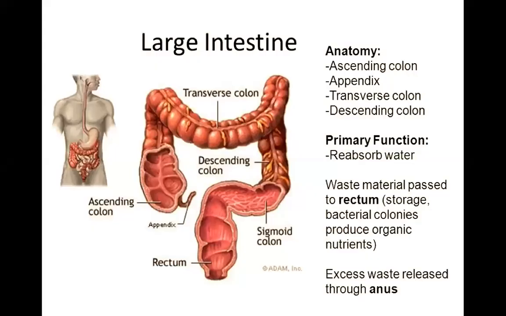So we're going to go a little over the anatomy of your large intestine, which is the main source of where your stool is formed. You have the ascending colon connecting to the transverse colon, to the descending colon, into the sigmoid and the rectum. The primary function of your large intestine is to reabsorb water. It's where waste material is passed out through the rectum. It's also where we have storage for bacterial colonies, and they also produce some organic nutrients. And the excess waste is relieved through your anus.